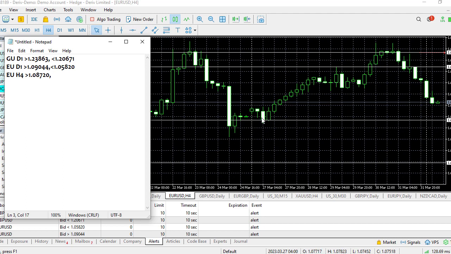Then this one, sell, close price 7518, open 7518 in the same place, less than that. Now this is very, very simple.